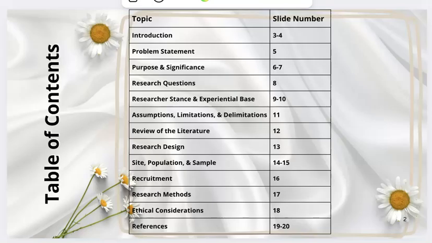As you can see, I have a table of contents. You don't need a table of contents. I just want to show you what is just like writing a paper. You have your introduction, your problem statement, the purpose and significance of the research questions, my stance and experiential base, what we call assumptions, limitations, and delimitations, which you don't have to worry about. A review of the literature is extensive in a dissertation and a research proposal, and then the research design, the site, the population and sample, how I would be recruiting, research methods, and ethical considerations and references.